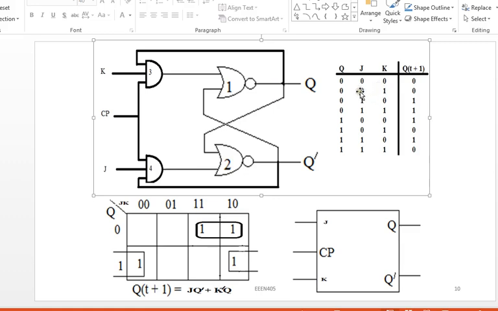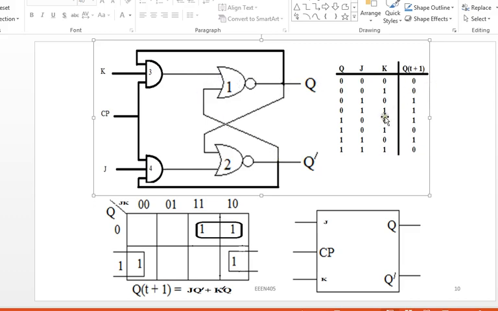Let's take the second condition. J is 0, K is 1. So if J is 0, automatically I have 0 here. But my K is 1, and the clock is also 1. But what is my previous output? 0. So it means one of the inputs of this gate 3 is 0, making both of them 0, 0. If both of them are 0, 0, the next thing I will do is look at my previous output there, which is 0. This 0 together with this 0 will also give me 1. And this one coming here will make the output 0.